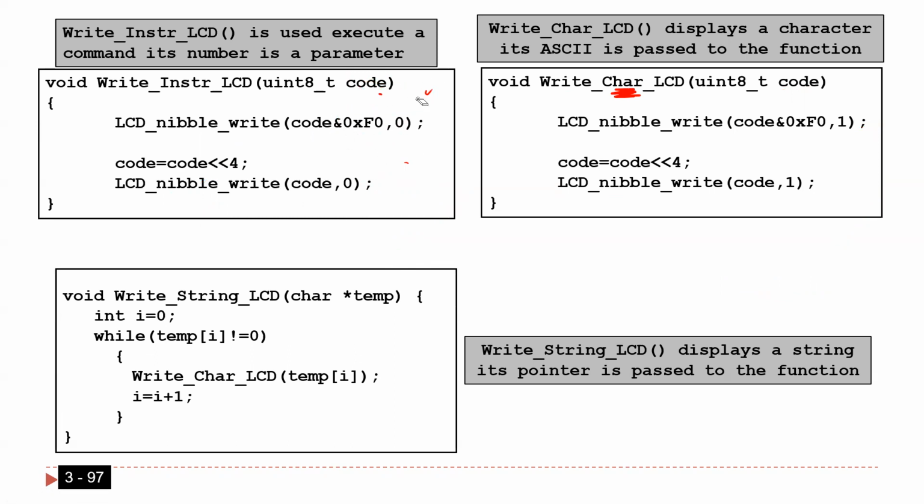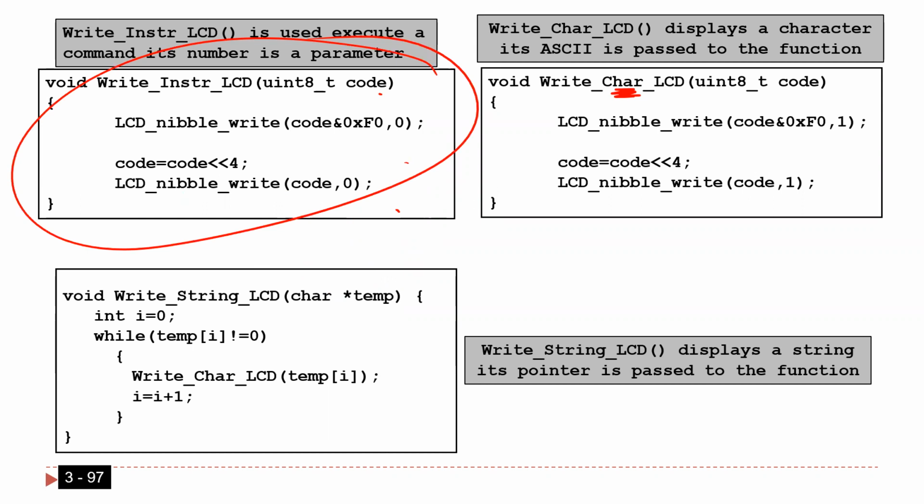Then I have finished half of the work, and I have to do it again. What I'm going to do now is shift this one to here, because I want to send the least significant nibble, so I have to shift it to make it the most significant. And then I call this function again. Any questions? That's a very simple function, but this is the one we are going to use all the time.